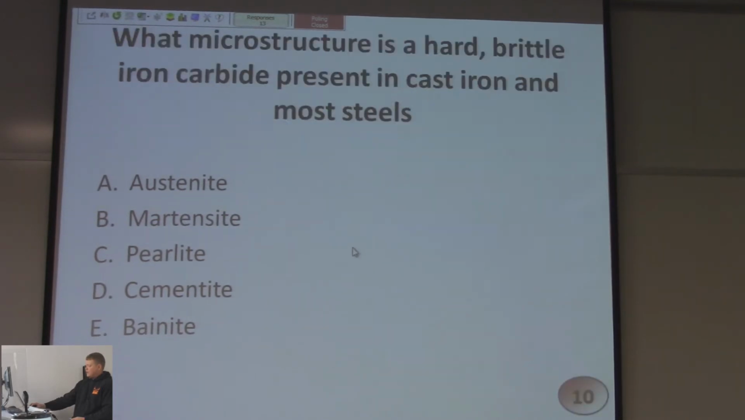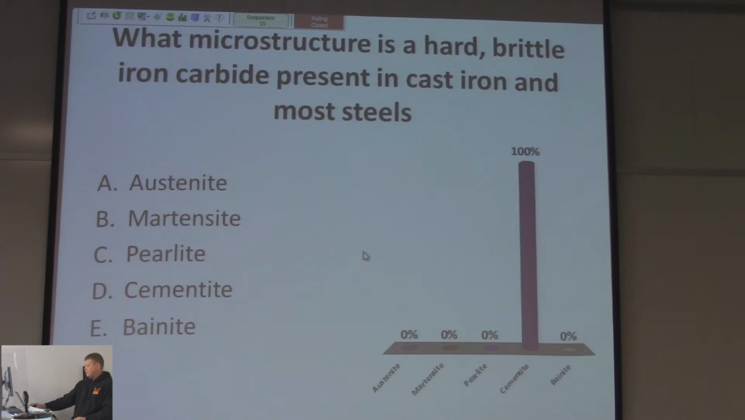What microstructure is a hard, brittle iron carbide present in cast iron and most steels? I guess that didn't make sense. Austenite, martensite, pearlite, cementite, bainite. Process of elimination should make this pretty simple. Unless I threw a curveball, you never know. I tend to do that. And then they say, you can't triple stamp a double stamp. Huh. 100% of you are accurate. Cementite.